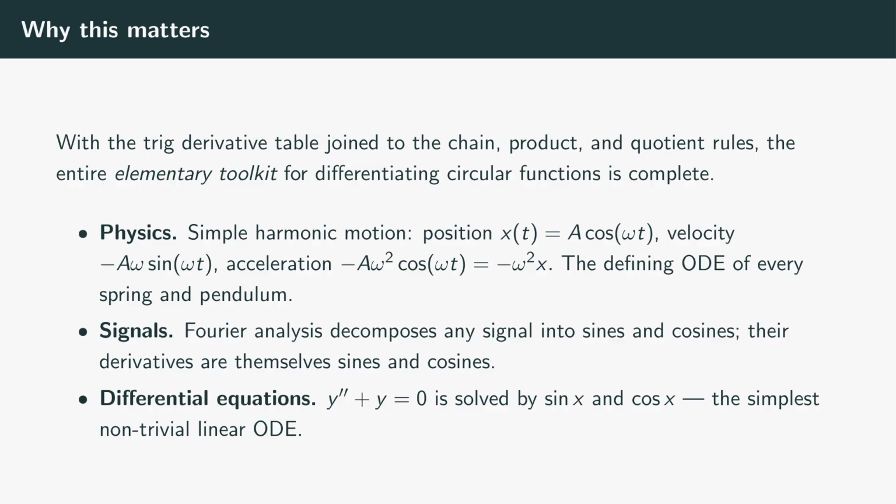Second, signals. Fourier analysis decomposes any reasonably behaved signal into a sum of sines and cosines. Differentiating a Fourier series term by term is the same operation as today's table, applied infinitely. Third, the simplest non-trivial linear differential equation in the world, y double prime plus y equals 0, is solved by sine x and cosine x, precisely because of today's identities. The derivative of sine is cosine, the derivative of cosine is minus sine, so the second derivative of sine is minus sine. Plug in and 0 comes out. The solution to the whole equation is built from today's two derivatives. Every one of these subjects starts here.